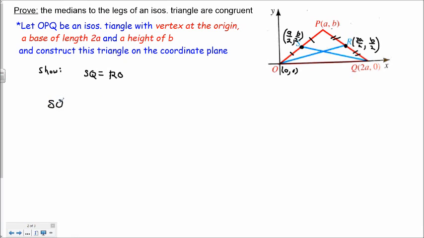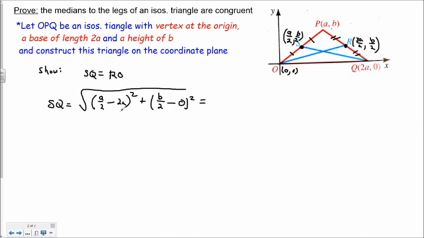So I'm going to calculate the length of SQ using my distance formula. It's going to be the square root of the difference in the x-coordinates from S to Q. So I'll start with S, I'll have A over 2 minus 2A, squared. That's the x-coordinate of S minus the x-coordinate of Q, plus the y-coordinate of S, which is B over 2, minus the y-coordinate of Q, which is 0, squared.